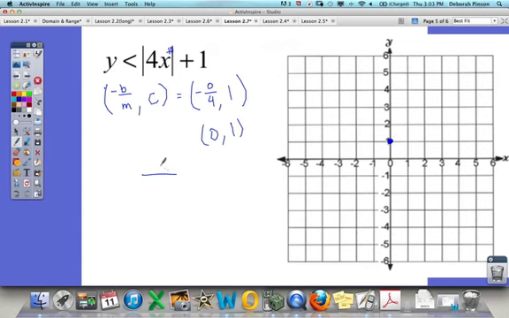And then I'm going to plug in a couple of points. Now for me, I'm going to use -1 and +1. So if I plug in the -1 here, I'd have absolute value of -4 plus 1, which would be 4 plus 1, or 5. Same kind of thing with the 1. 4 times 1 is 4. 4 plus 1 is also 5.